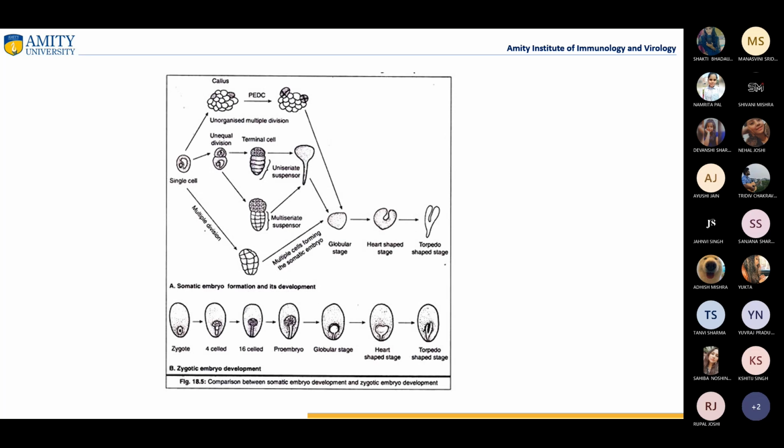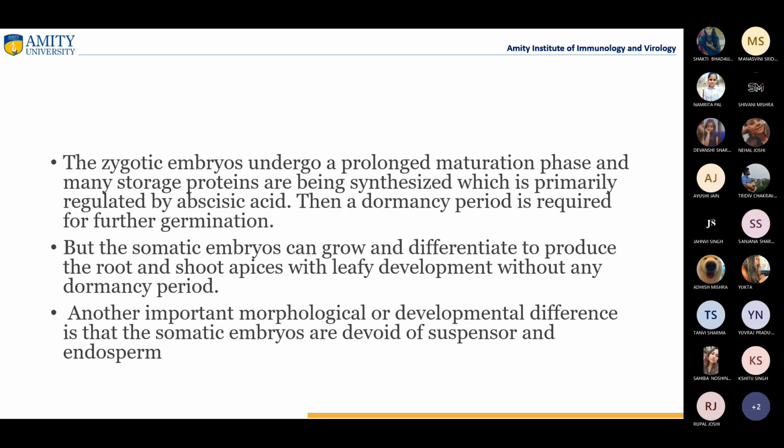So these are the processes of zygotic embryo development and somatic embryo formation and development, shown in the diagrammatic representation. There are certain differences. Zygotic embryos undergo a prolonged maturation phase, and many storage proteins are synthesized during this time, which is primarily regulated by abscisic acid. After that, a dormancy period is required for further germination. But in somatic embryos, the dormancy period is not required. Somatic embryos can differentiate and grow to produce root and shoot with leafy development without any dormancy period.